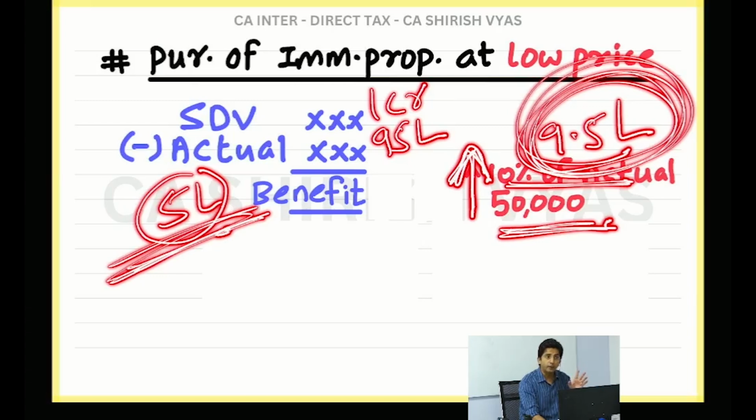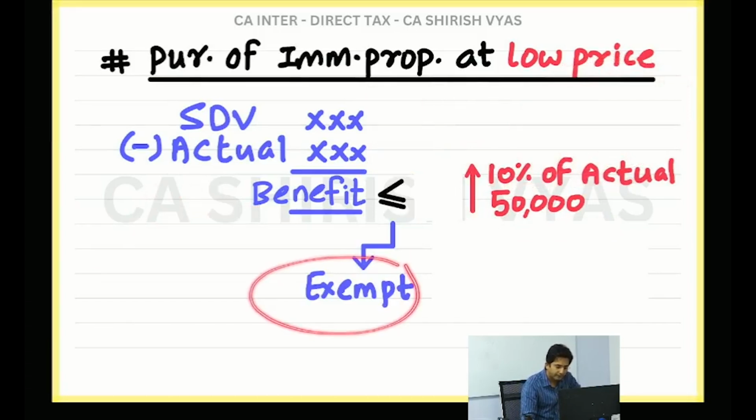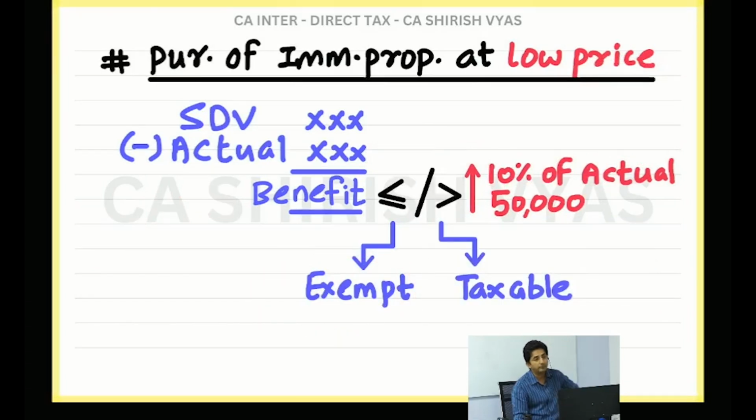See, if it would have been a big benefit, greater than 9 lakh 50,000, then it would have been taxable, fully taxable. See, I have written here. If the benefit is less, then exempt. And if you are getting a big benefit, then it will be taxable.